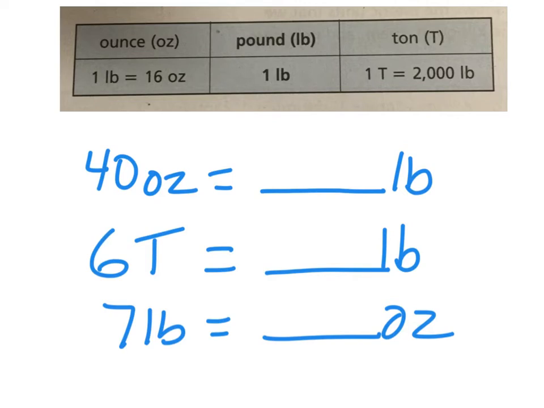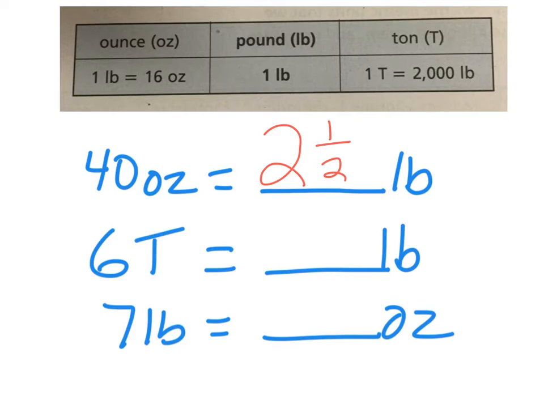40 ounces. Well, what I need to do is, how many groups of 16 do I have in 40 ounces? Well, really, I divide. I take 40 and divide it by 16. 16 goes into 40 2 times. 2 times 16 is 32. What do I have left over? I have 8 left over. 2 and 8/16 pounds. Well, 8/16 is equal to 1/2. So 40 ounces is equal to 2.5 pounds because 8 ounces is half a pound. We'll learn more about that half a pound stuff on the next page.